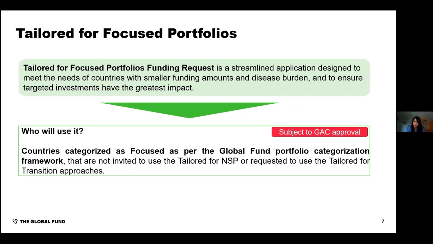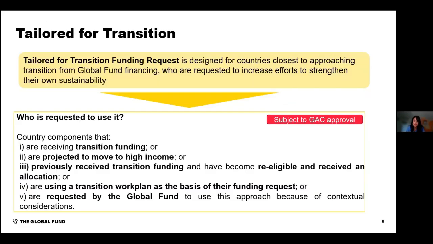Tailored for focus portfolios, so who they're designed for. These are for countries with smaller allocation amounts and disease burdens classified as focus portfolios as per the Global Fund categorization. So it's specifically designed for the focus portfolios. Next slide, please. Tailored for transition will be applicable for countries with specific criteria, as you see in the box below. Countries cannot opt out of the transition approach.